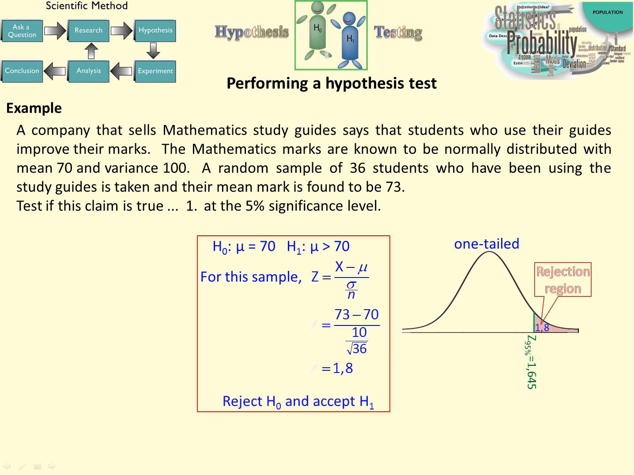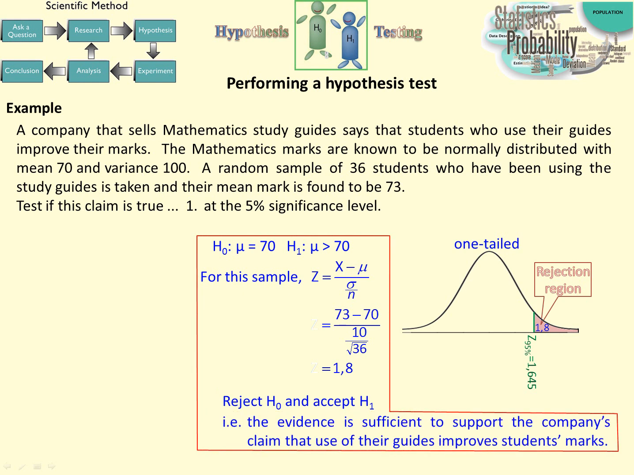Reject H0, accept H1. So this says that the study guides are making a difference. Evidence is sufficient to support the company's claim that use of their study guides improves students' marks.